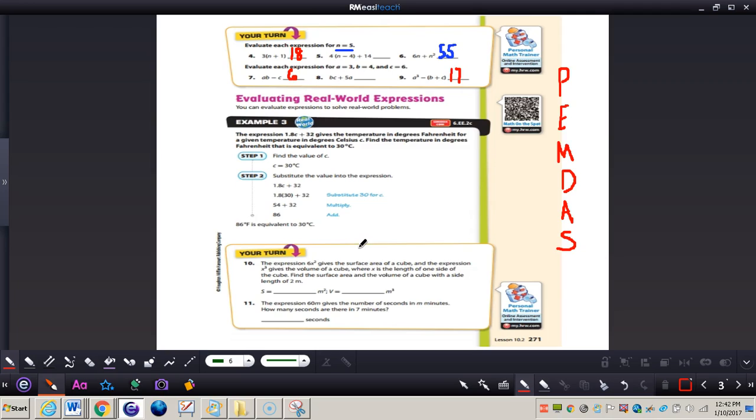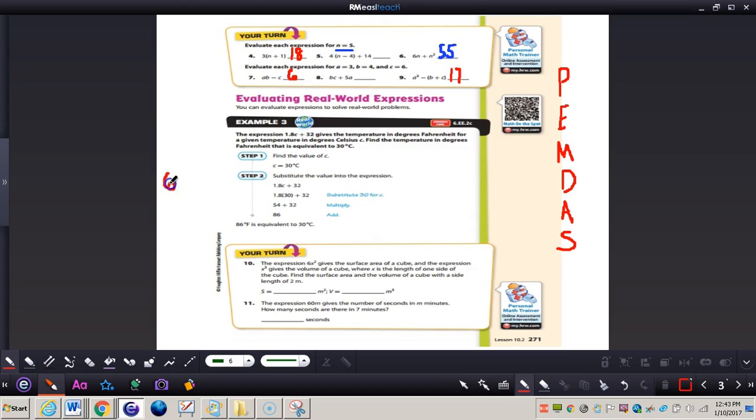Let's take a look at number 10. It says the expression 6 times x squared gives the surface area of a cube, and the expression x cubed gives the volume of a cube, where x is the length of one side of the cube. Now we want to find the surface area and the volume of a cube with a side length of 2 meters. So we can see that x will equal 2.